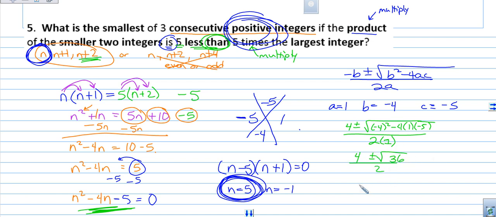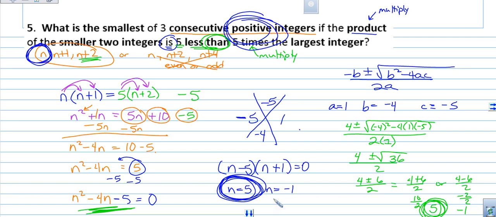Square root of 36 is 6. So you get 4 plus or minus 6 over 2. Okay, so that's 4 plus 6 over 2 and 4 minus 6 over 2. And so that's 10 over 2, which is 5. Or you got 4 minus 6, which is -2 over 2, which is -1. So you have 5 or -1. 5 has to be the answer, which is what we had here, because it needs to be the positive integer.